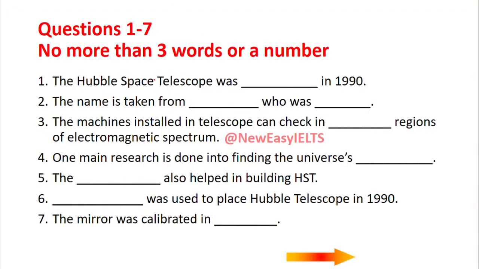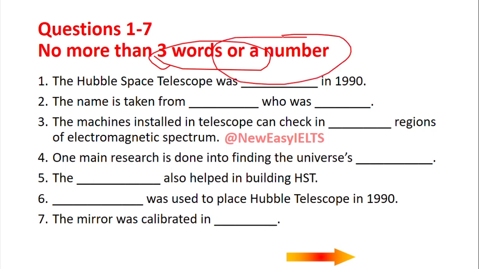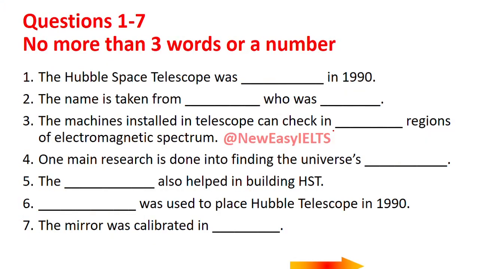First of all, you have to check what is the limit of words or number whenever you are doing the fill in the blank. In here there are three words or a number. It means that either you can use the words or number; you cannot use both. Now the first question is, the Hubble Space Telescope was dash in 1990.